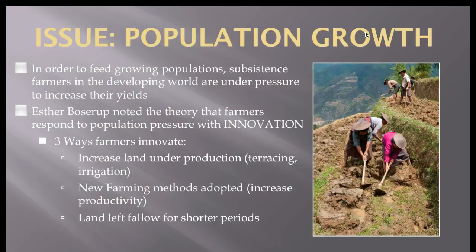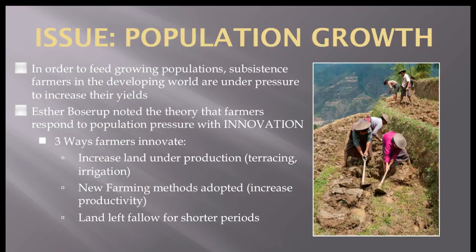Number one, increase land under production. She suggested terracing and irrigation. Terracing, again, over here on the right. Irrigation is simply bringing water to different places that need water or didn't have water. So with irrigation, you can actually start farming areas that were once too dry or too arid to farm. New farming methods have been adopted to increase productivity.